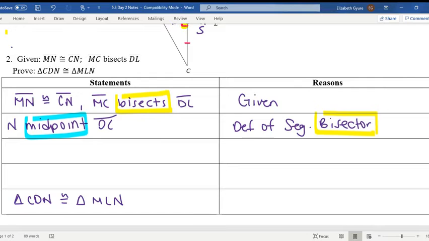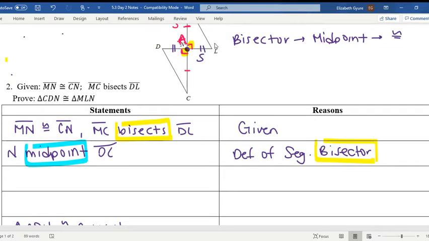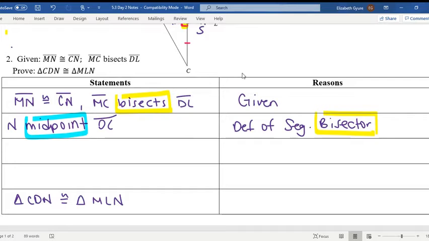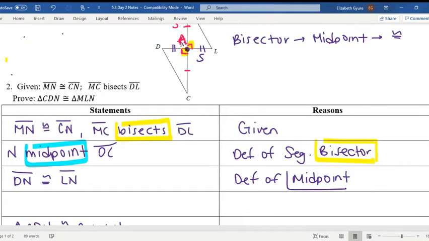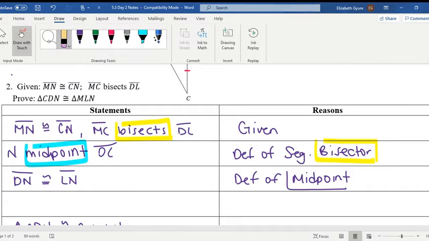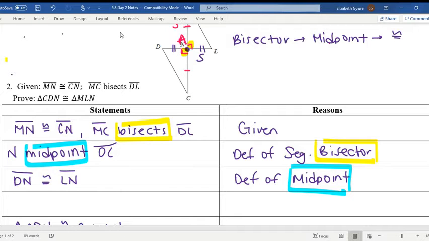Yes, it's going to split it into two congruent segments. So if we have a midpoint, then DL is going to get split into two congruent segments. So we're going to be able to say that DN is congruent to LN. So segment DN is congruent to segment LN. We were given a midpoint, so use that definition. That is the definition of a midpoint. All right, then at that point, we have used up our given.